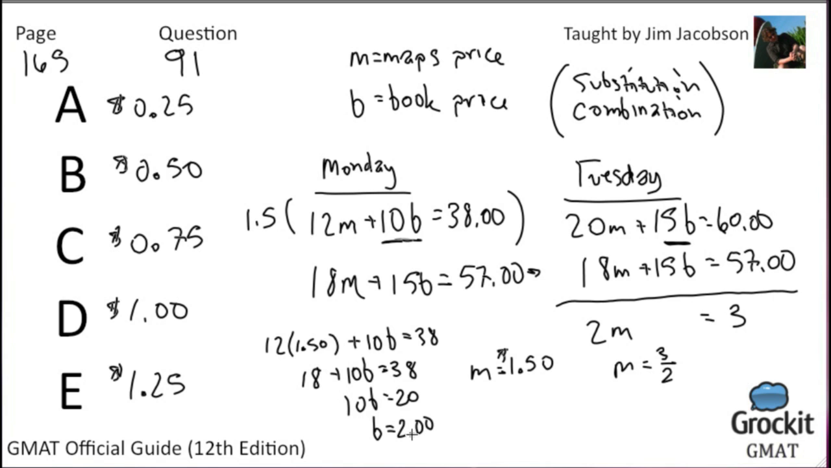So a book at this store costs $2. A map costs $1.50. I would love to live in a world like that where books and maps were that inexpensive, but in any case we need the value of b minus m. b minus m equals 50 cents. Choice B. Just a coincidence, but choice B is the correct answer for number 91.